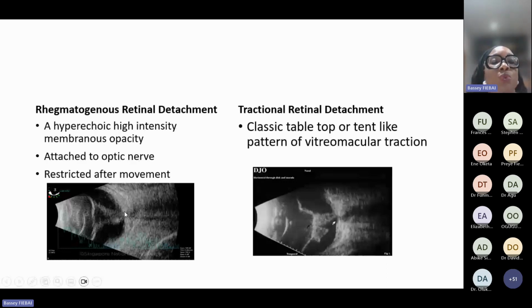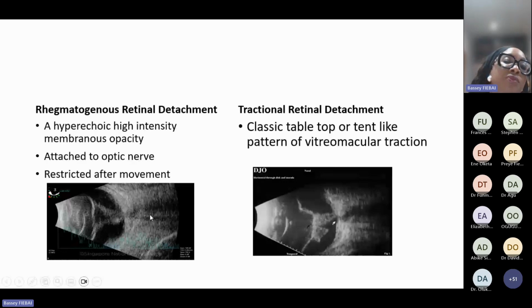So you want to do your scan and ensure that the picture you're sending out shows the relationship to the optic nerve, the attachment to the optic nerve, so that the clinician looking at it can appreciate that it's a retinal detachment. Or if you're doing it yourself, you want to quickly look for the optic nerve and see if it is attached to the optic nerve.